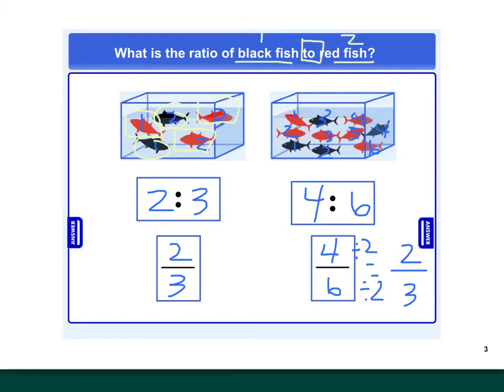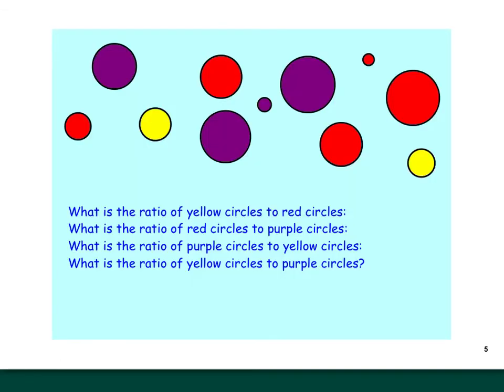I'm going to circle a combination of 2 blackfish and 3 redfish. The other thing that I'm going to circle has that exact same ratio. For 2 blackfish, there are 3 redfish. At this point, you should hopefully be feeling confident enough with this material to go ahead and try the example with the circles on your own. If not, listen carefully as I go through this example with you.